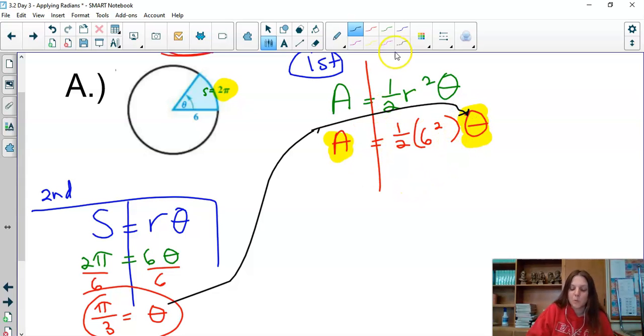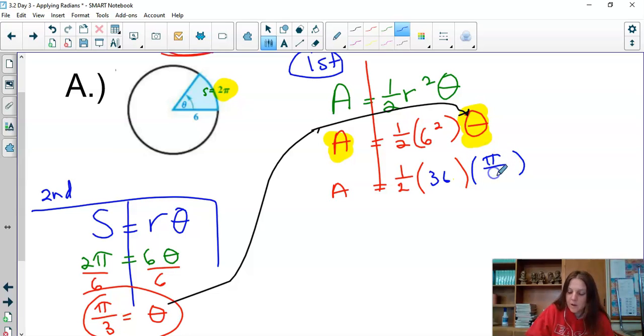So I'm going to rewrite the formula. A equals, again, we're still looking for the area, 1/2. You can go ahead and multiply this out. 6 squared means 6 times 6, which is 36. And theta, which is what we just found, is pi/3 radians. Remember, in order to use this formula, you always have to enter the angle in radians, which is pi/3. That's definitely radians. So I can continue to simplify this thing.